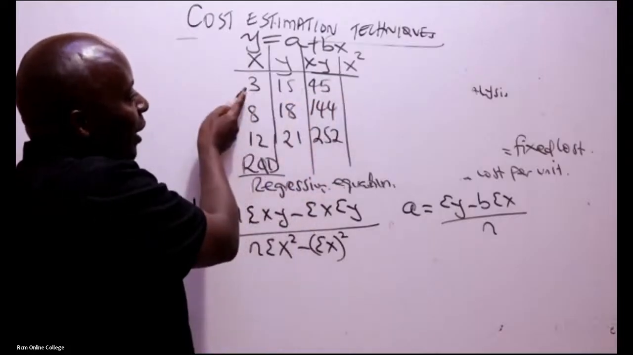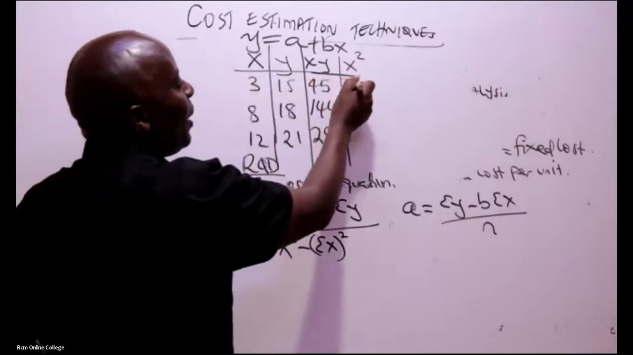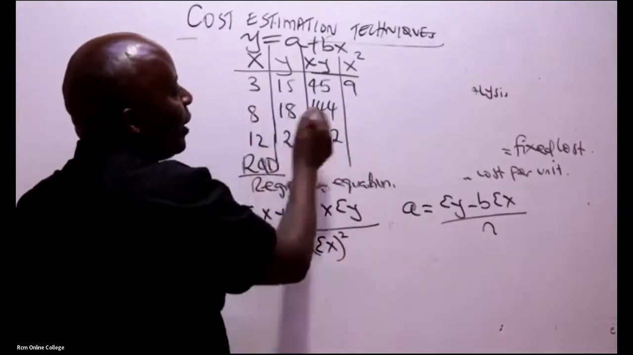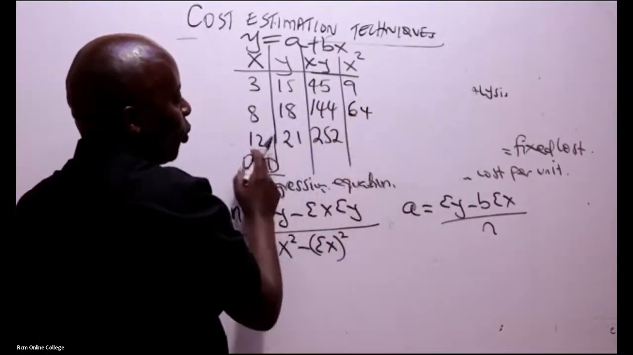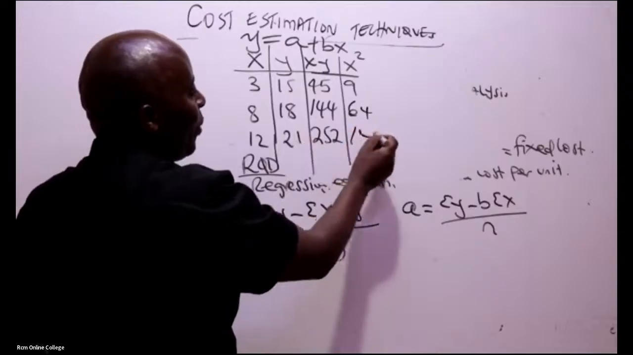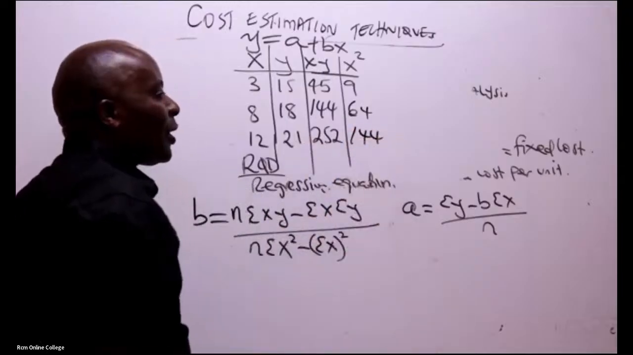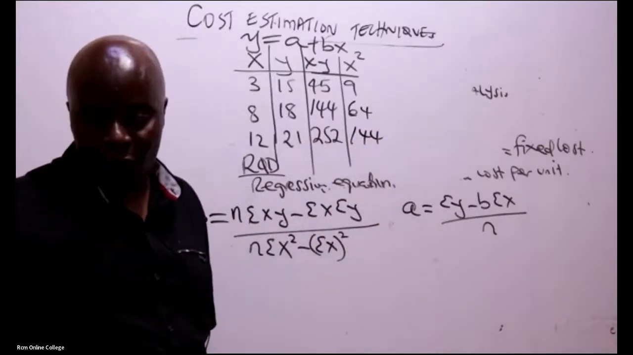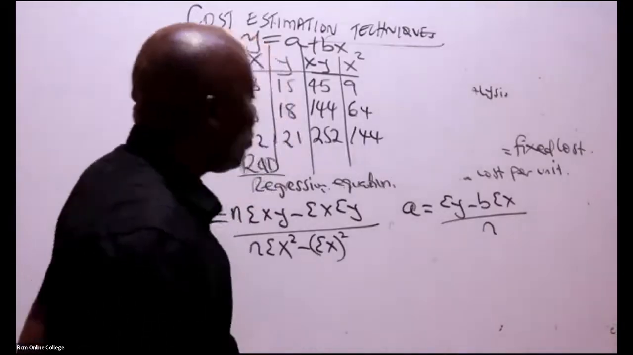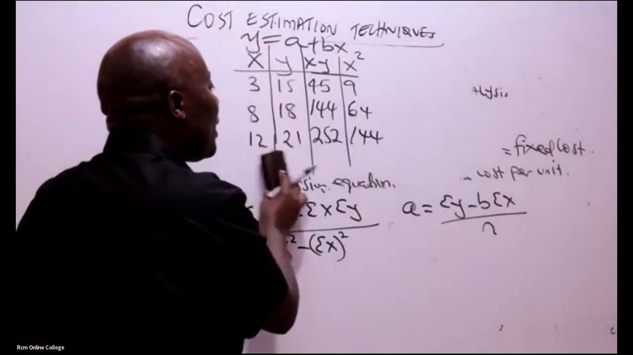Then come and square x. So this is x. When I square this will be 9. 8 squared gives us 64. 12 squared gives us 144. So after that, my great students, regression is a sigma model.